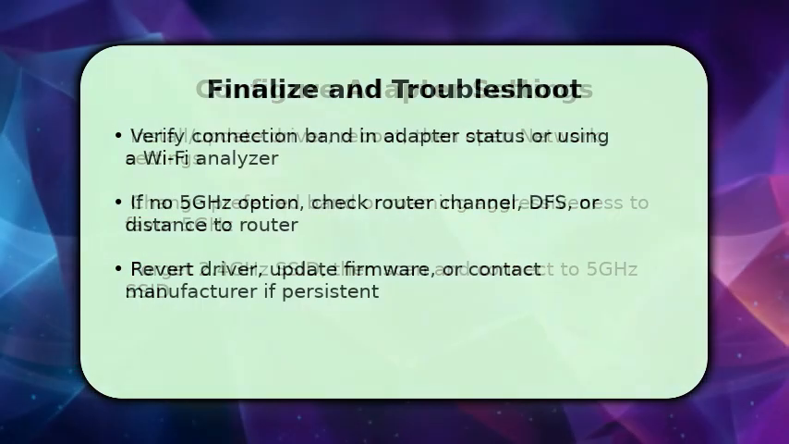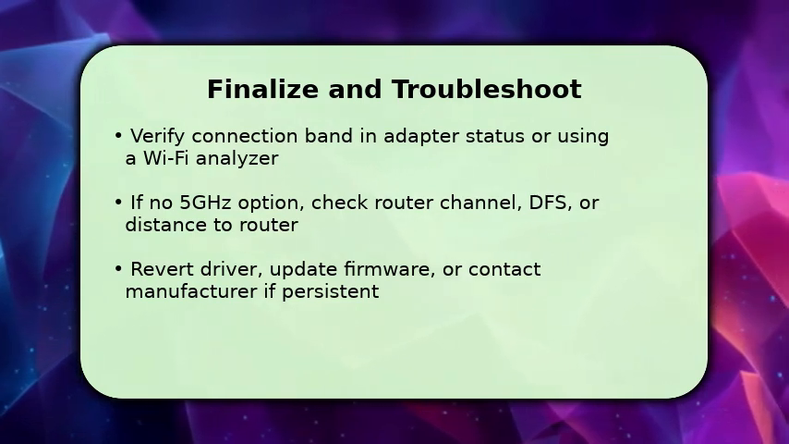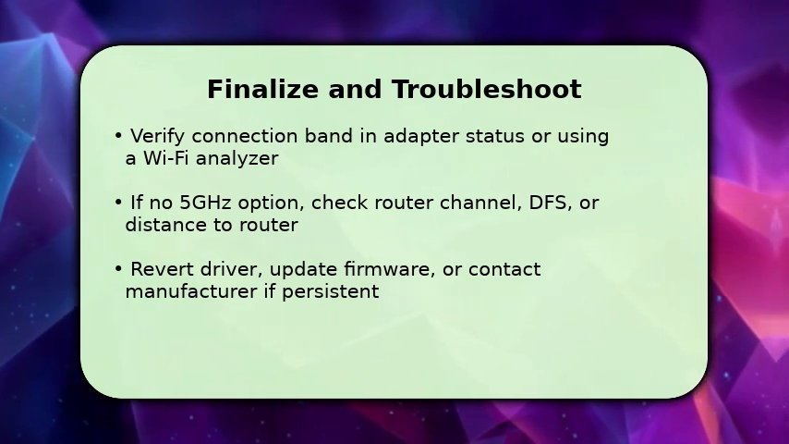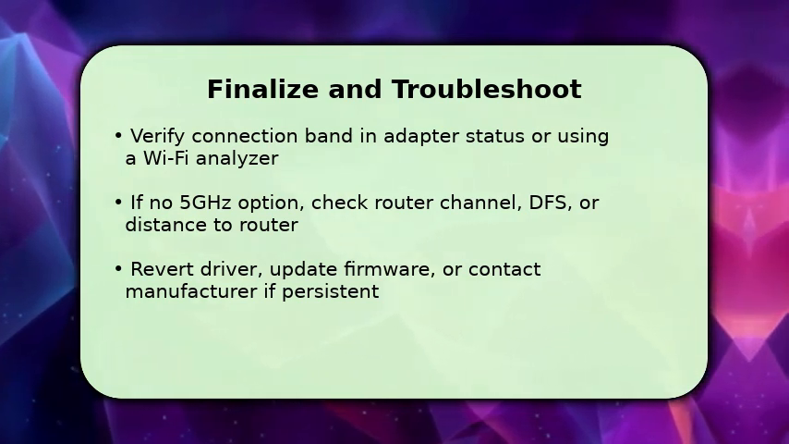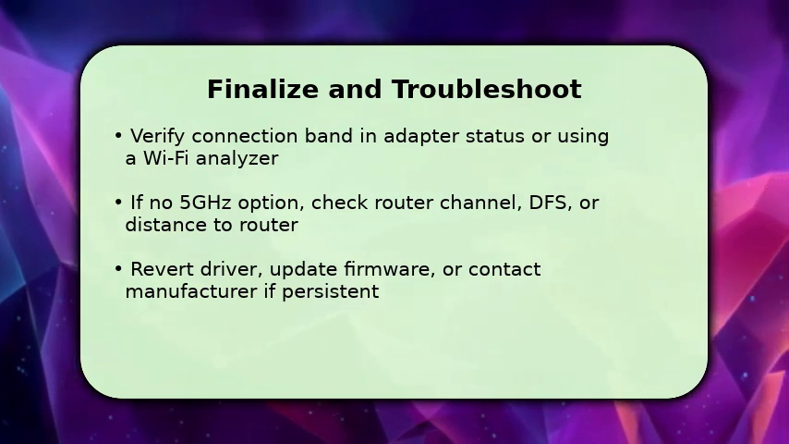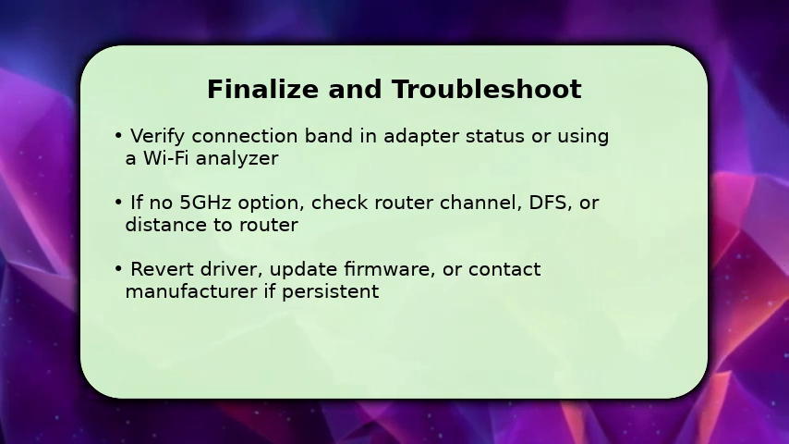Once connected, verify you're on 5 GHz by checking adapter status or using a Wi-Fi Analyzer app. It should show the 5 GHz frequency or channel. If you don't see 5 GHz, make sure your router is broadcasting 5 GHz on a non-DFS channel and the signal reaches your device. Move closer or change channels.